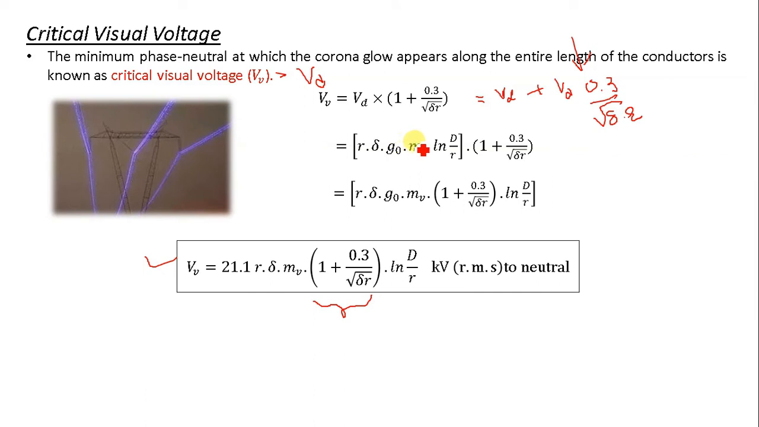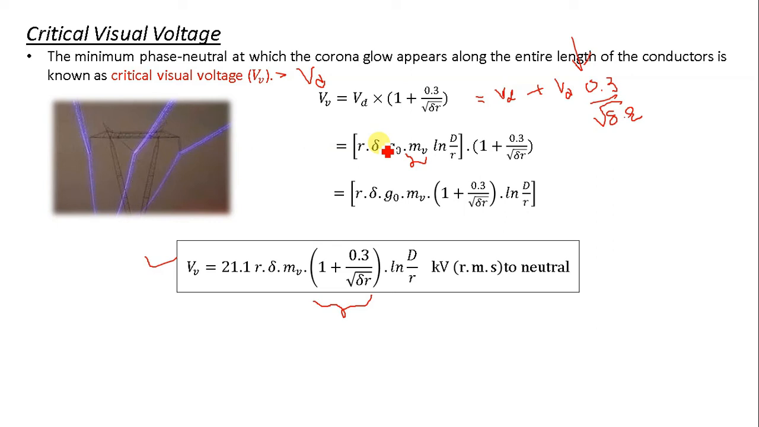If you look at this expression again, it is very much similar to the expression of critical disruptive voltage. r is also there in case of Vd, delta is there, g0 is there, but in place of m0 here we are writing mv. The natural logarithm of d by r is also the same, and this factor is added because it is an empirical formula. This mv in case of critical visual voltage and m0 in case of critical disruptive voltage are the same thing, so you do not have to worry about that.